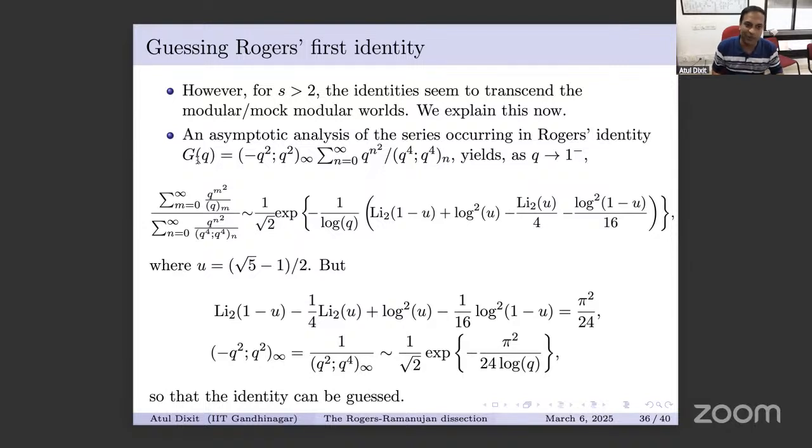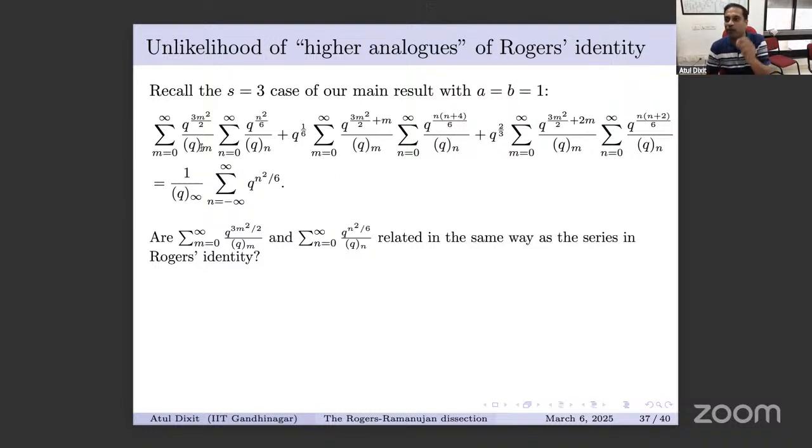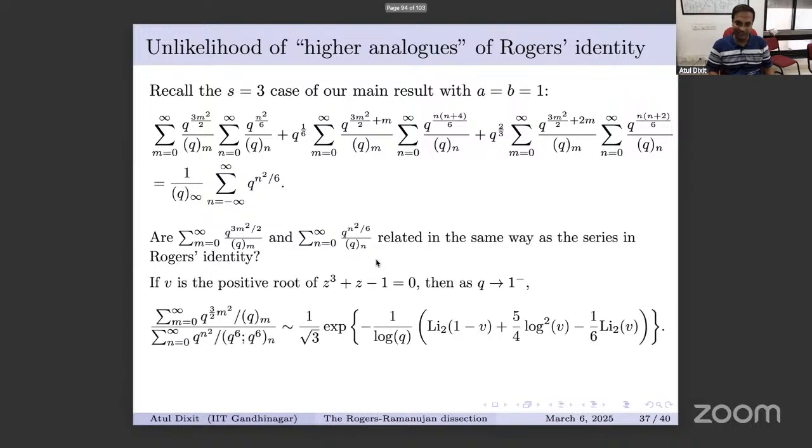So let me try to give another argument saying why this is unlikely to hold for S greater than 2. Just take S equal to 3 and A and B both equal to 1. Then our result gives us this particular expression. Now, the natural question, if you want to have self-similarity, is this Q series related to this? In the same way that G of Q was linked with that other sum in Rogers' first identity. So the answer, we think, is not true. I mean, we think that such a relation does not hold, as in, if we take the quotient of these two, it is very unlikely that this will be some Q product.